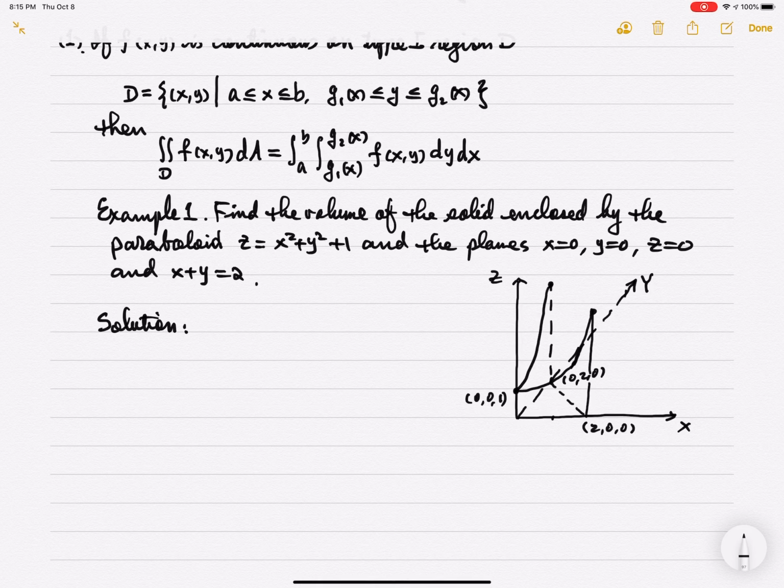And now you think about the vertical plane, x plus y equals 2. This vertical plane cuts the paraboloid, and then we should have this. Okay, something like this. So here you see this part on the top, this is z equals x squared plus y squared plus 1. That's the top.